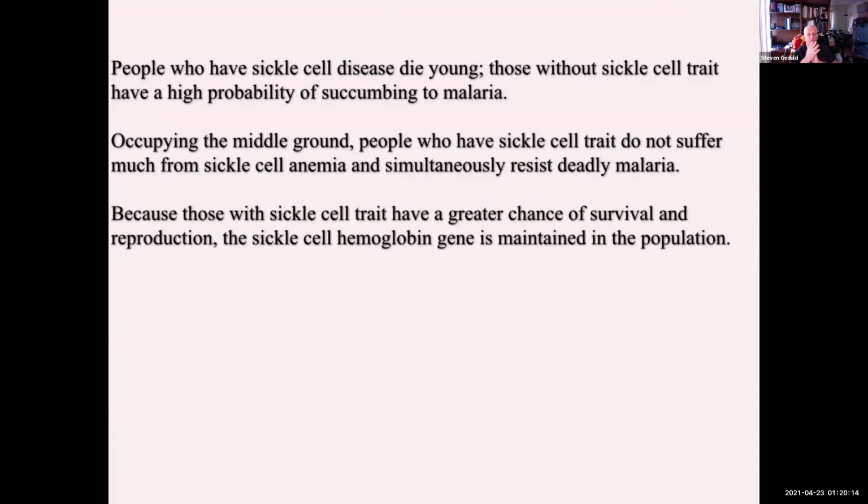Because those with sickle cell trait have a greater chance of survival and reproduction, the sickle cell hemoglobin gene is maintained in the population. So the people with the trait have a genetic advantage over everybody else because they don't succumb to malaria. So that gene is continued on and populated through the population.